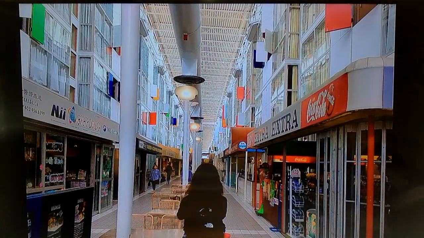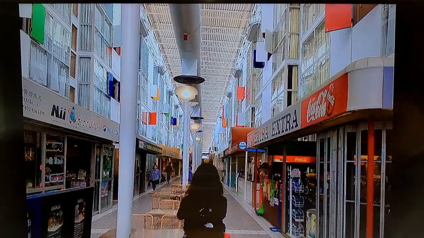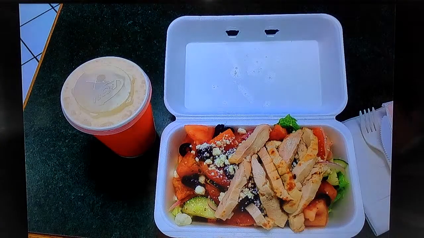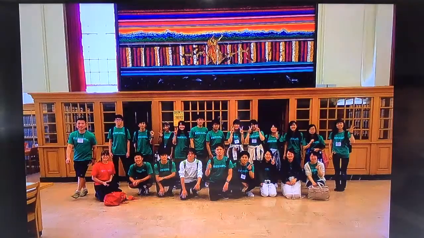The shopping mall is maybe inside the university, or maybe across from the university we have a shopping mall there. And first lunch, first day lunch. And we got a tour inside the university.